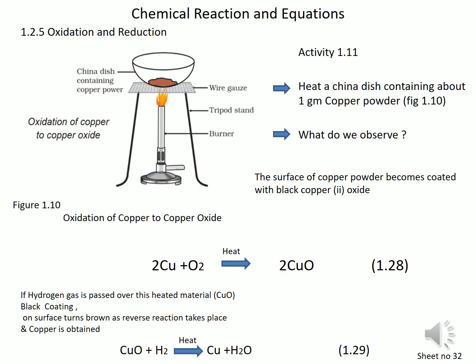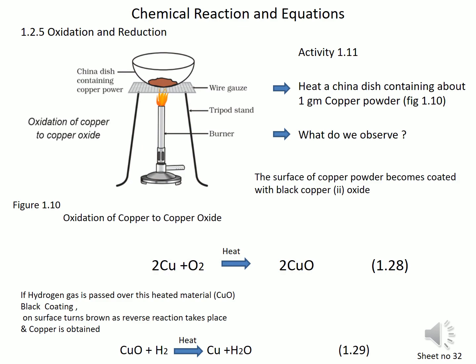Again, this is a simple reaction, 1.2.5, oxidation and reduction. It is very simple to understand. Let us see activity 1.11. Here you can see a figure. It is a very simple figure. There is one china dish, and below that there is one burner.